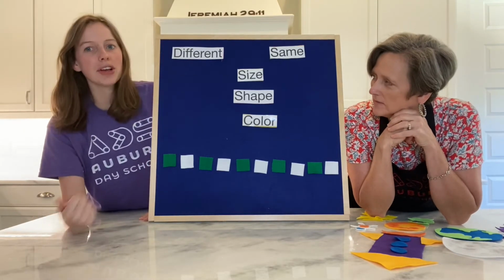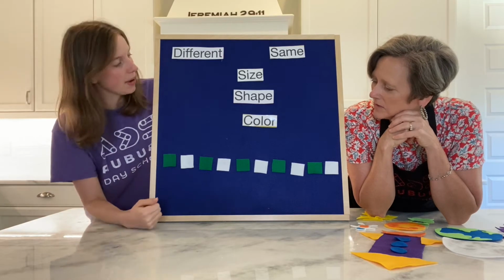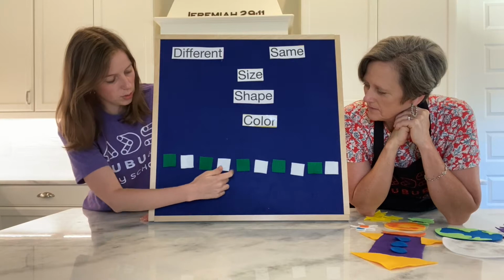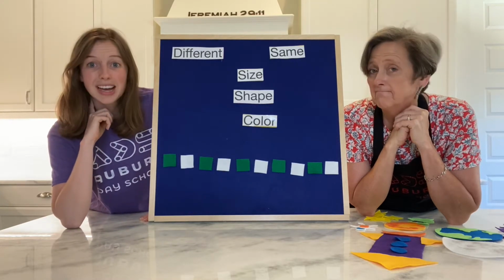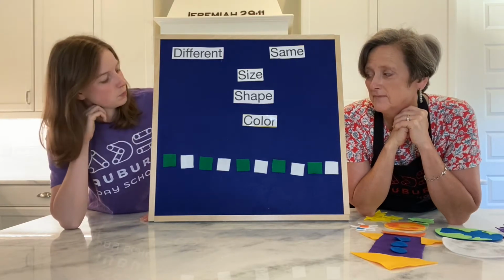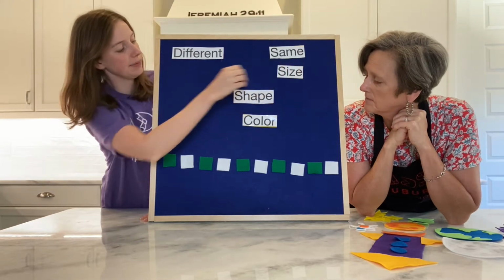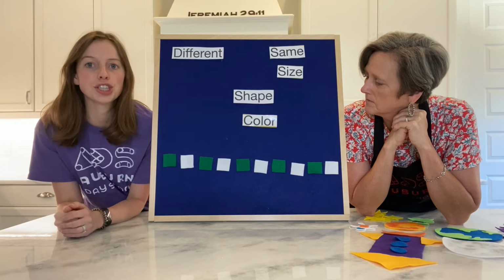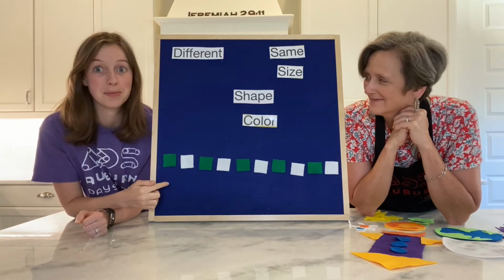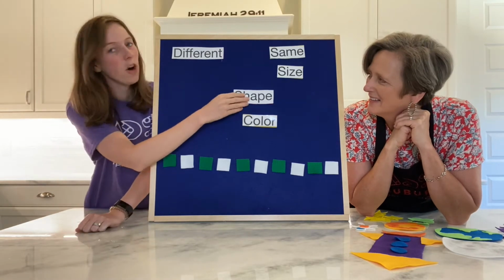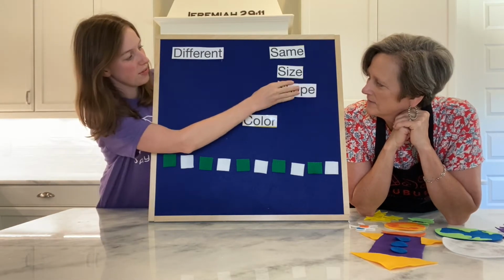Let's look and see what things are different and the same in our pattern. First thing we had was size. Look at these little squares right here. Are they the same size or a different size? I'd say they're the same. I think so too. So we're going to move size over here to the same. The next thing on our list is shape. I already said what shape this is. What shape? A square. Good, and they're all squares, so we're going to put square over here on the same.